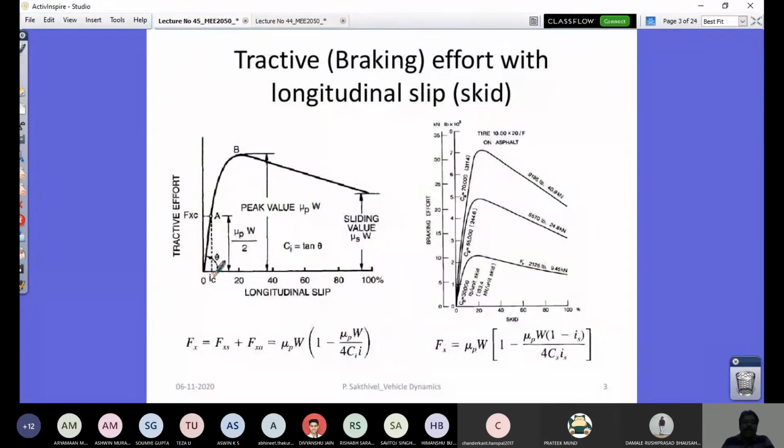Till this critical slip value ic, your model is a linear model. But you get your tractive effort only 50% of what you could get if the complete tire could develop. This value corresponds to μp times W peak value, but you get here only half the value of that. That is why you require the slip to progress further, but it should not go beyond a certain value corresponding to this B value, where you get to your maximum value of tractive force.